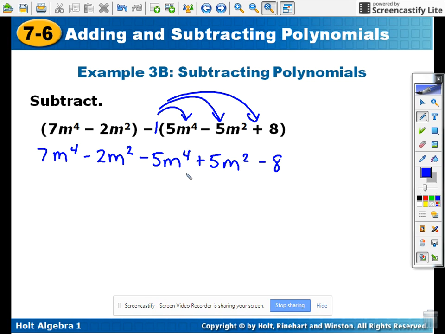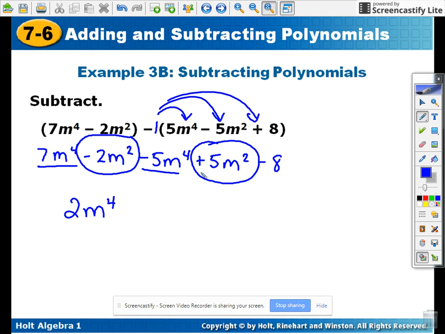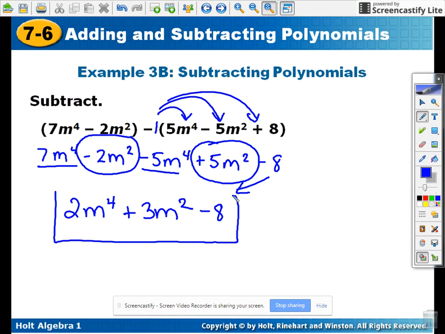If you notice here, they're all m's, so we can write this in standard form. So I look for the highest exponent, and that's definitely 7m to the fourth minus 5m to the fourth. So that's 2m to the fourth. Now you look for your next lowest exponent, which is 2. I have negative 2m squared plus 5m squared. So negative 2 plus 5 is a positive 3m squared, and the negative 8 attaches at the end. So again, this is just like adding. You're combining like terms. You just have to distribute the negative 1 first.